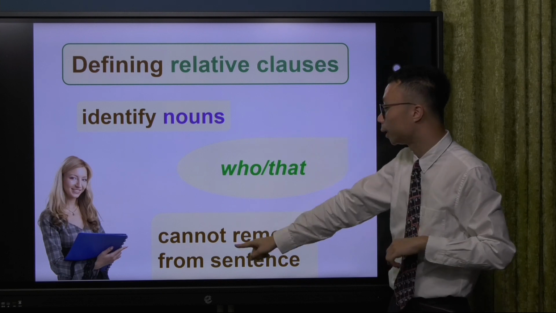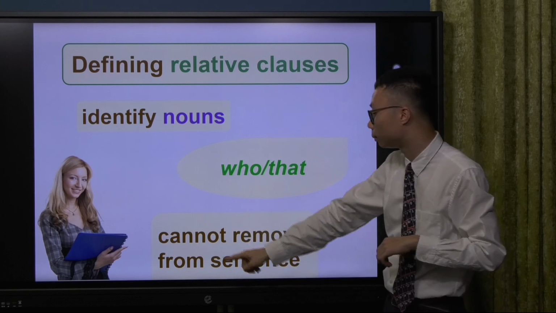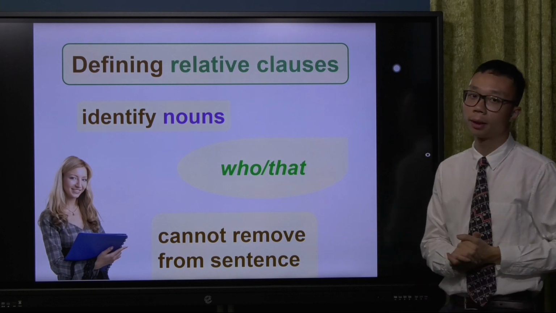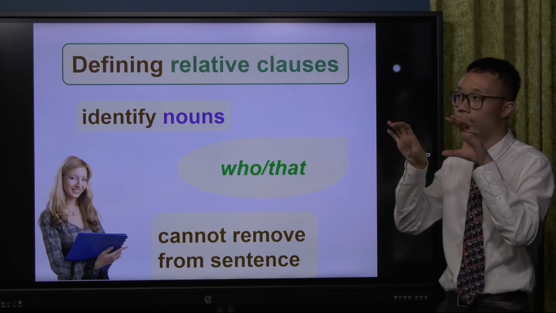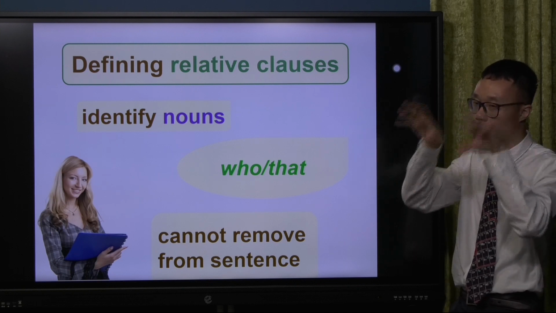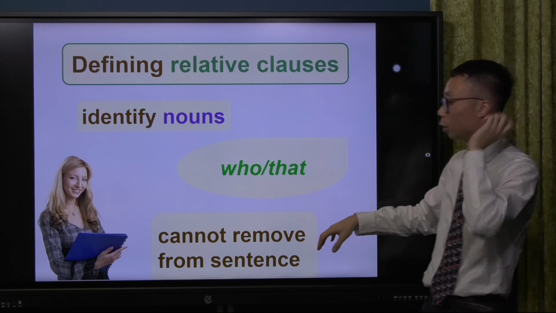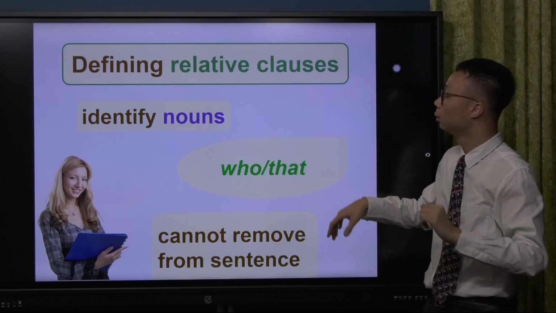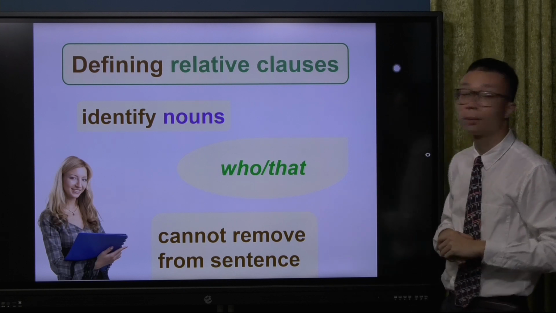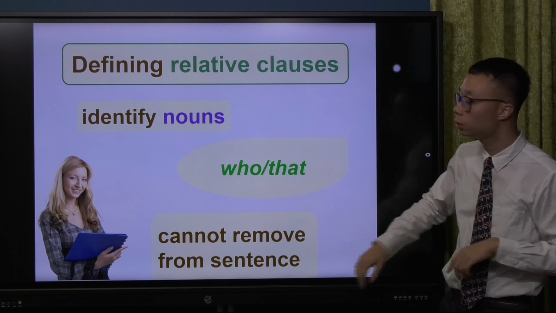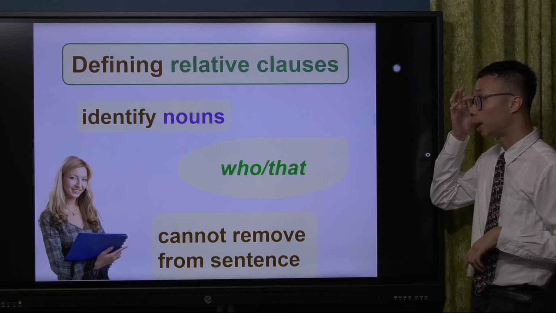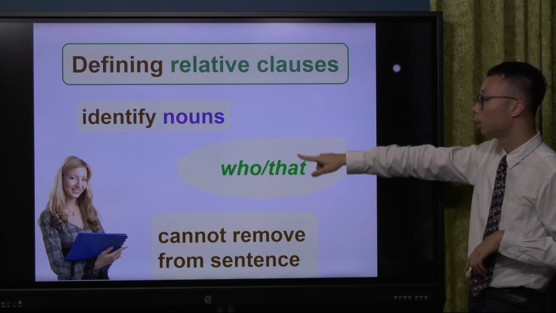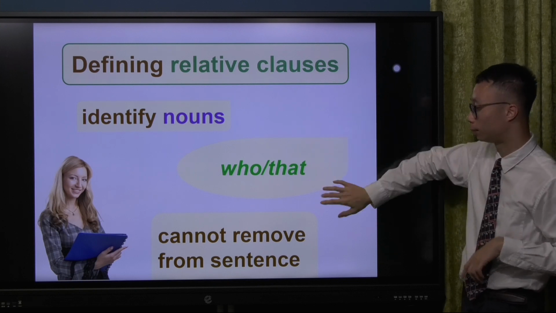Okay, and then the second important part: it cannot be removed from the sentence. That means that information is really critical, and you should stick it at the end of the sentence, and not take it out. When we talk about the non-defining clause next week, maybe we talk about something that can be removed. But prior to that, just remember that one: who talks about people, and cannot be removed from the sentence.